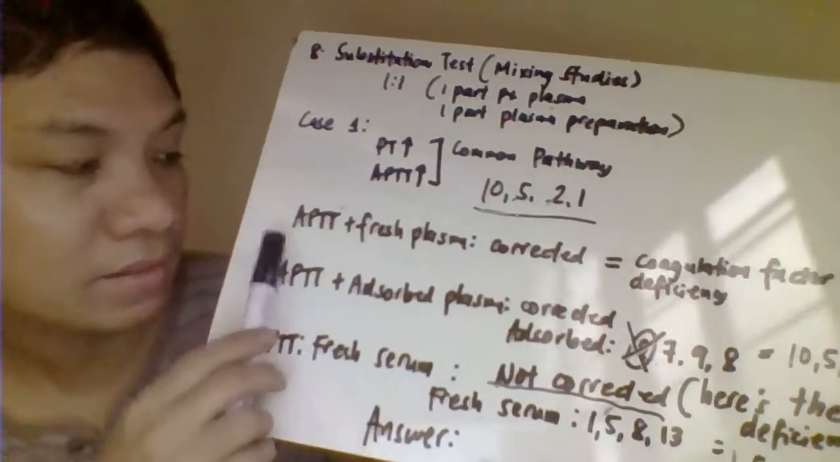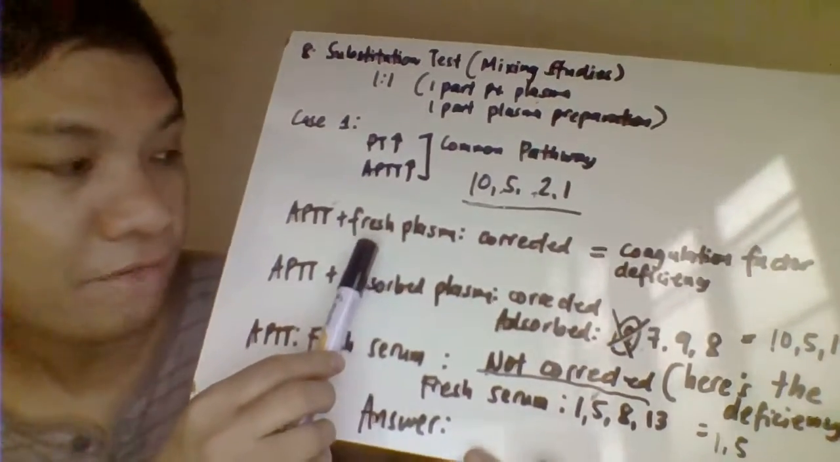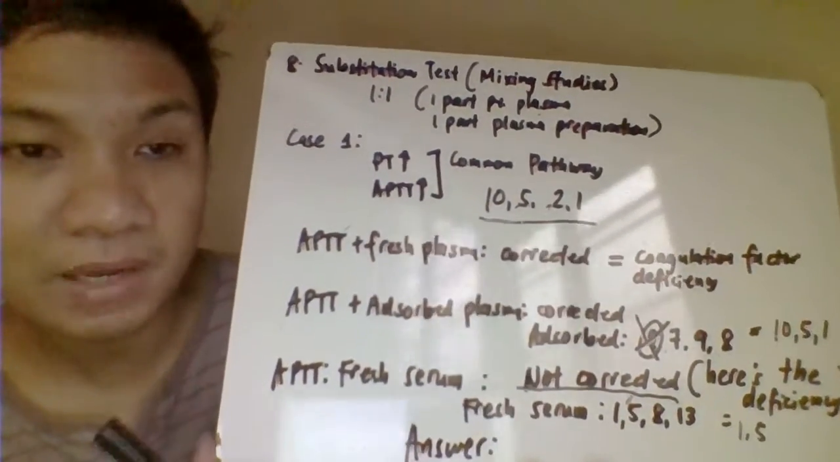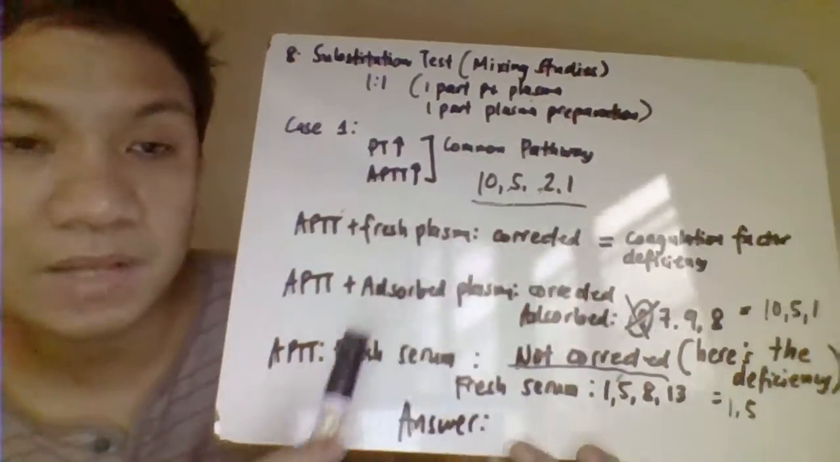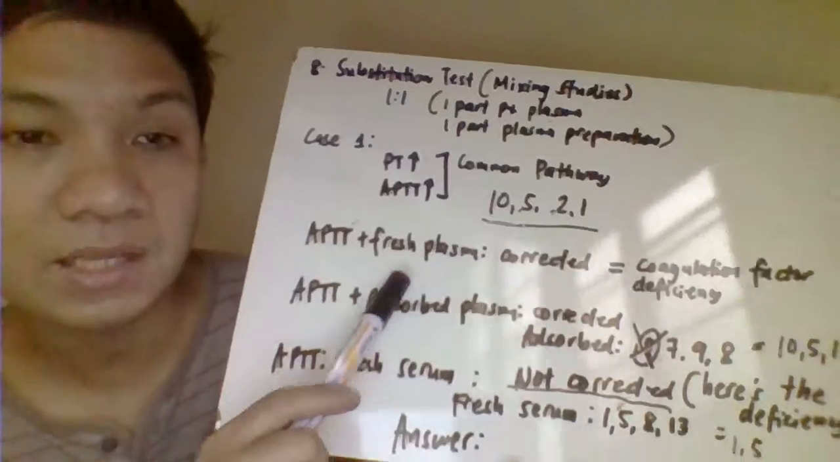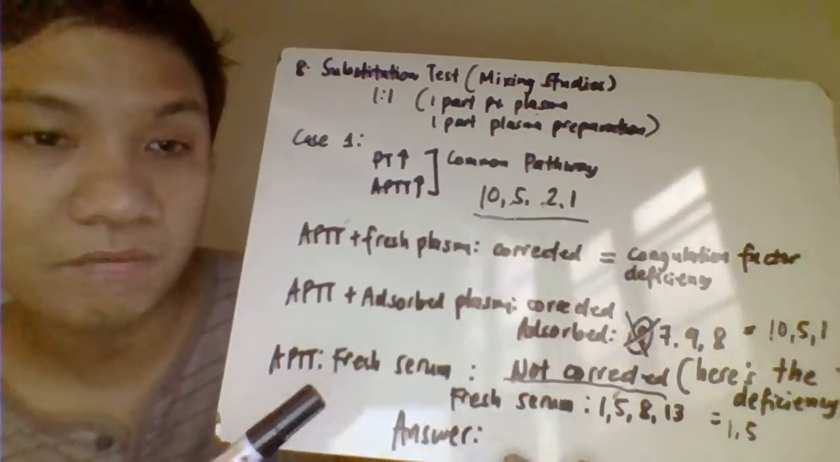So number 1, okay, APTT, patient plasma, we add fresh plasma. So it says here corrected. So when it is corrected, remember that your fresh plasma contains all of our coagulation factors. It is corrected, so it will signify that our problem here is coagulation factor deficiency.